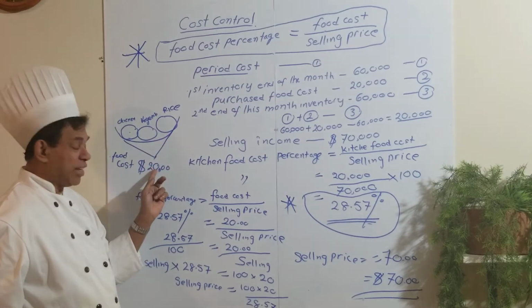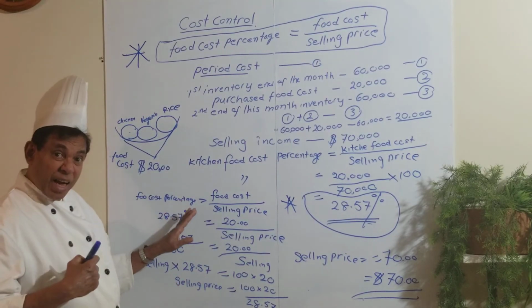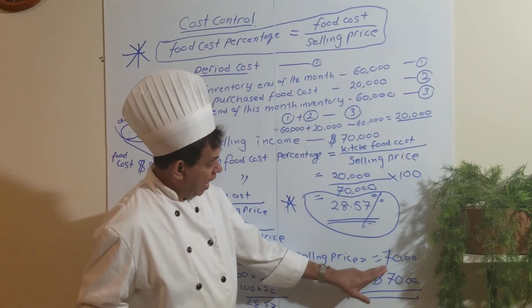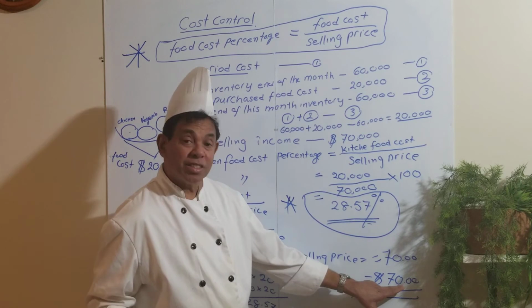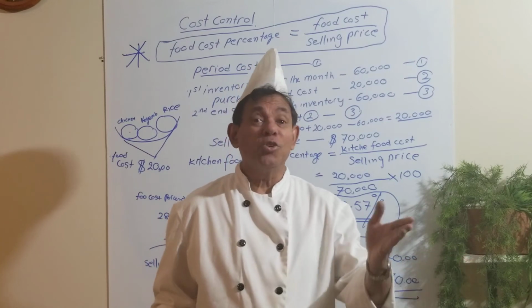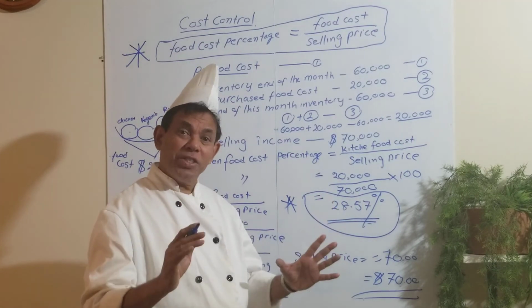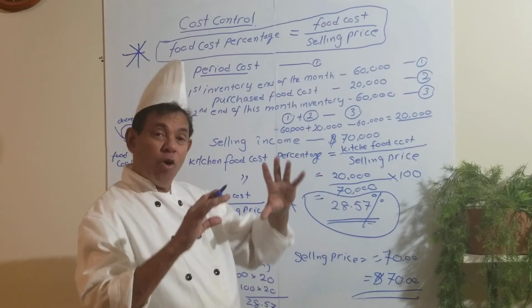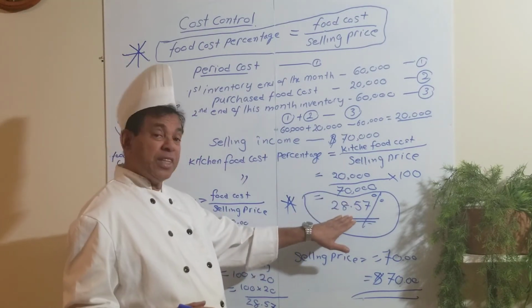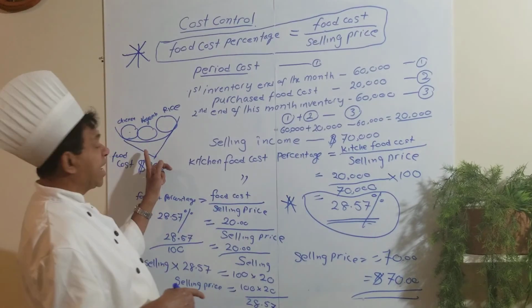My food cost is $20. According to my food cost percentage of the kitchen, I calculate everything, and my selling price comes to $70. That is the price I have to give to the customer to charge. I think it's very clear now how to do the cost control in the kitchen, how to calculate the food cost percentage of the kitchen, and after that how I use it to find out the selling price of my creative plate.